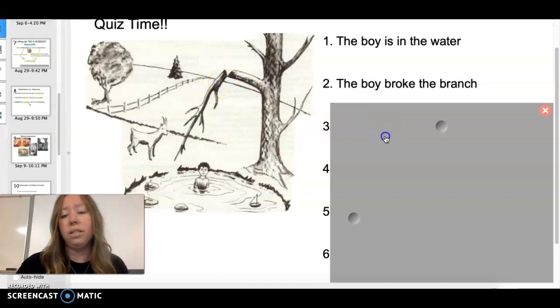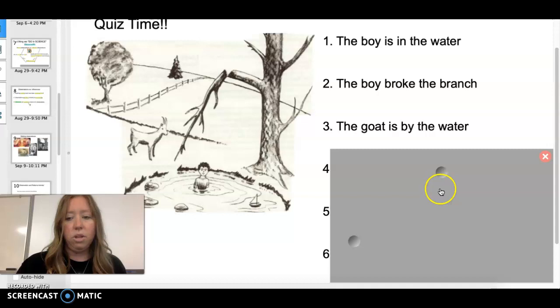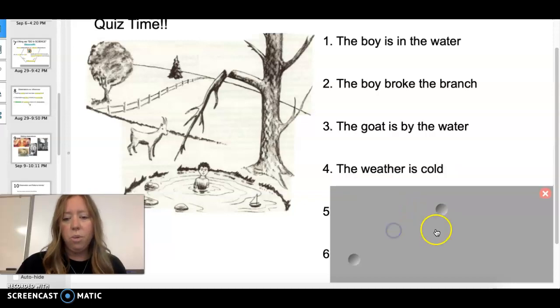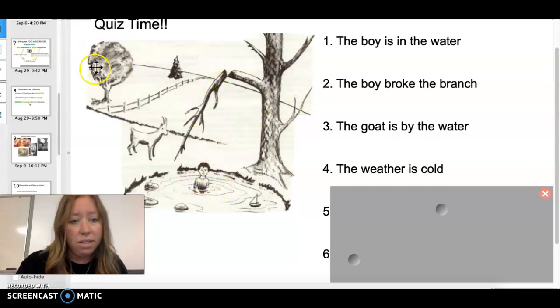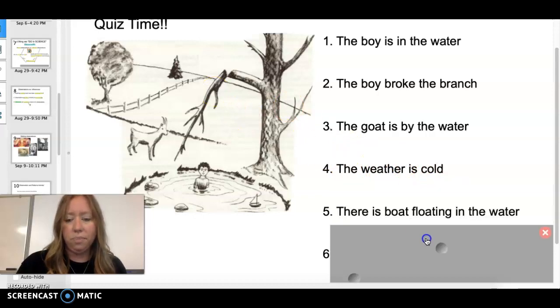So that's an inference. The goat is by the water. That is an observation. The goat is right next to the water. We can see it. The weather is cold. Now that is an inference. Okay, we don't see snow. This is black and white. We don't see color. He doesn't look very happy to be in the water, but I don't know if that's because he's wet or because he's cold. There's no leaves on this tree, but there is some over here. So you make an inference based off of the other observations that you see.